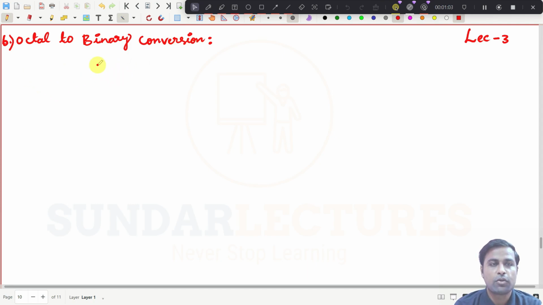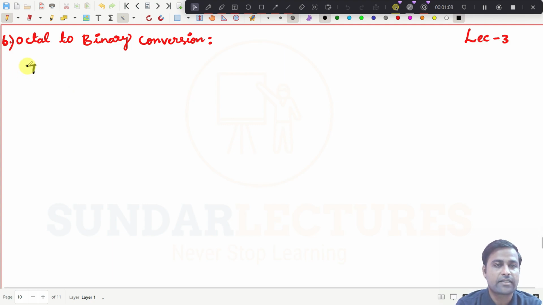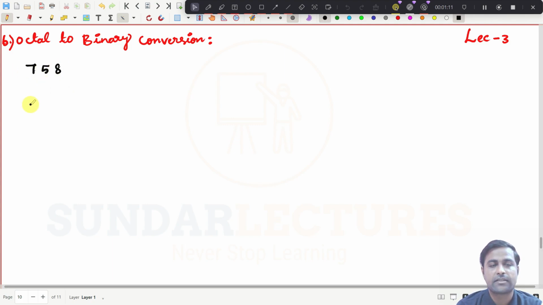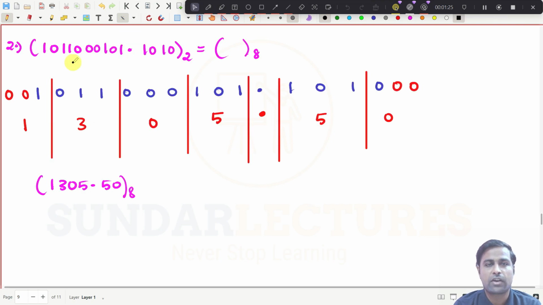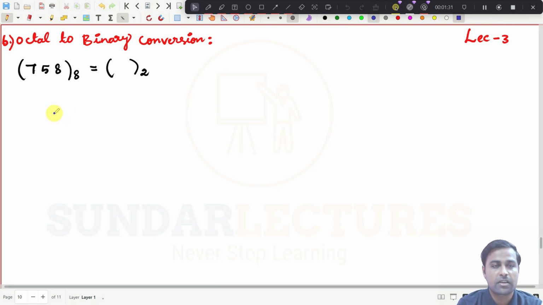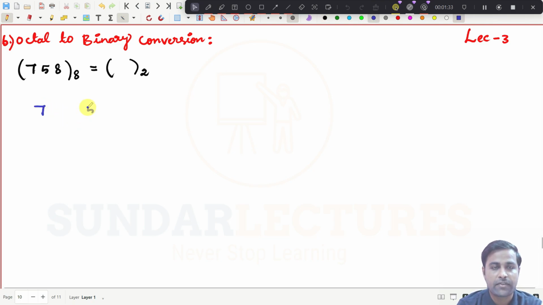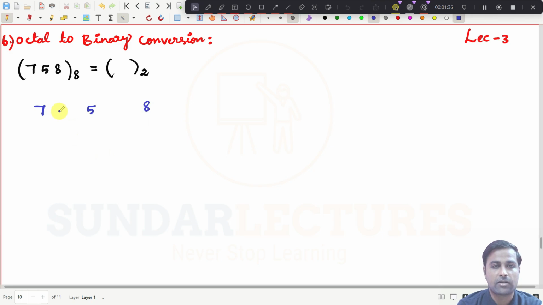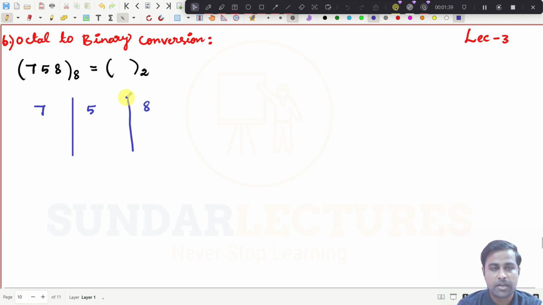Octal to binary. For example, if you have an octal number like this, let us take 758. This is an octal number, and you need to convert this into the equivalent binary number. This is the question now. The same principle whatever we have followed here, it is a reverse process. That's all. So what you do now, same thing, you write 7 here, and then 5 here, and then 8 here. You just split this, 7, 5, 8. You will straight away get the values.